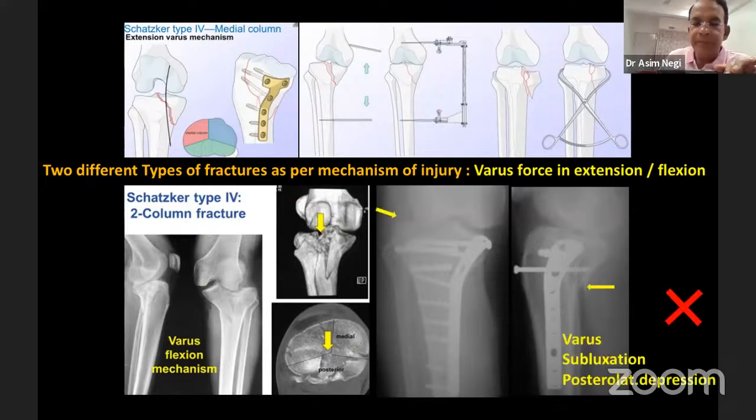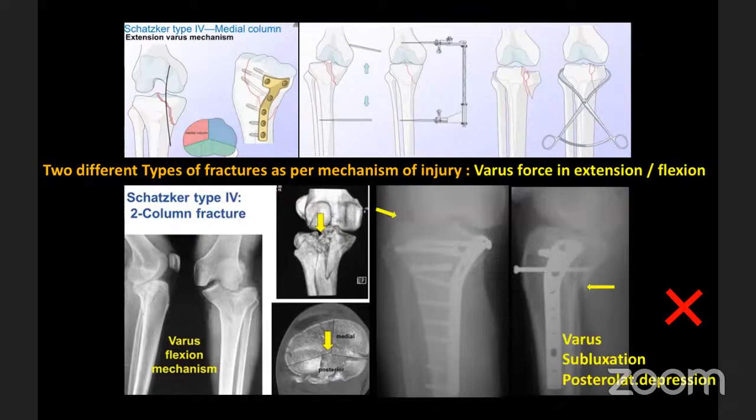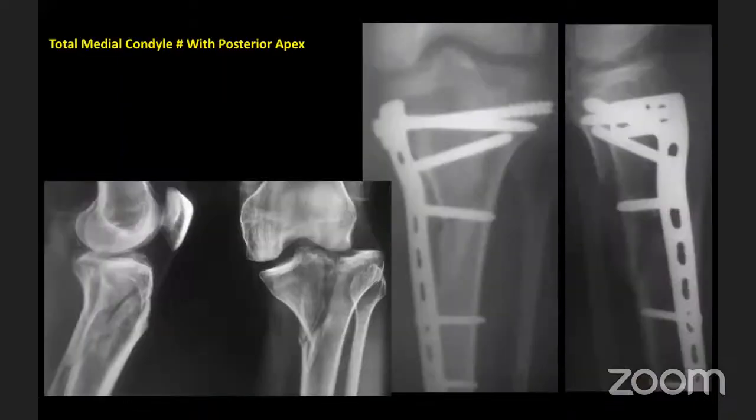Yeah. Sir, I have a question. So varus, subluxation, posterior depression, everything is like that only. Nothing is corrected. So not a good way to treat this fracture like this. So again, the total medial condyle with posterior apex treated by medial plate. Again, not a good idea. I am just putting the example that if you do wrong, what will happen? If you don't do the things in the right way, this is the outcome.